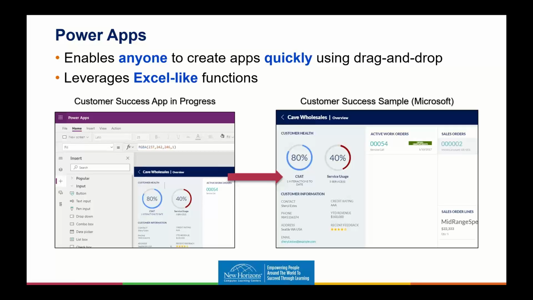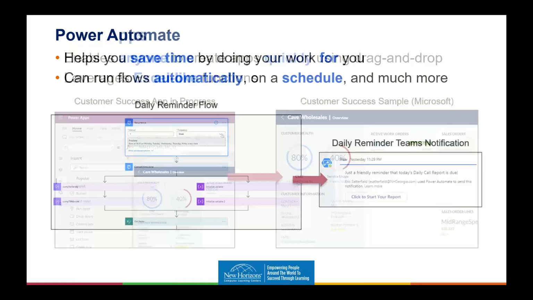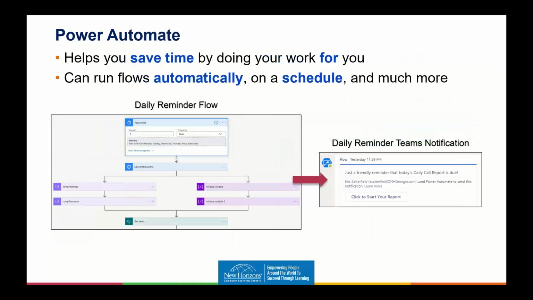Now, once you have a Power App in place, maybe then you want to automate processes so that when an app uploads data or makes changes, something is triggered. That can be accomplished with what is called Power Automate. Power Automate helps you save time by doing your work for you. It can run flows automatically. It can run them on a schedule, and much more. There are a lot of other choices out there as well.